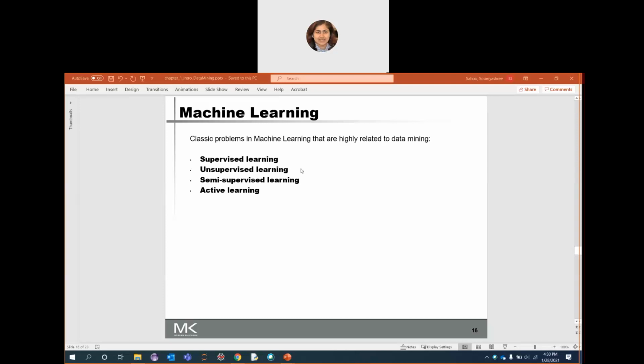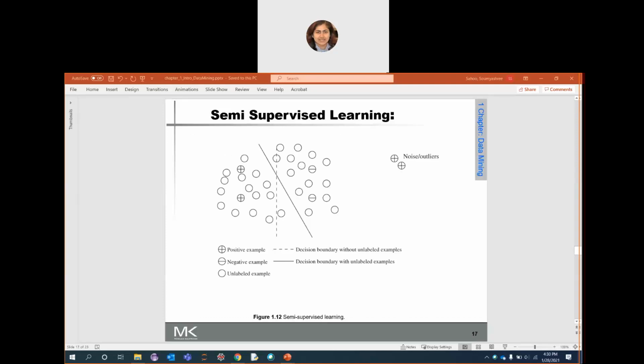Next, semi-supervised learning. This machine learning technique uses both labeled and unlabeled examples when we are learning a model. In this approach, labeled examples are used to learn class models and unlabeled examples are used to refine boundaries between the classes.